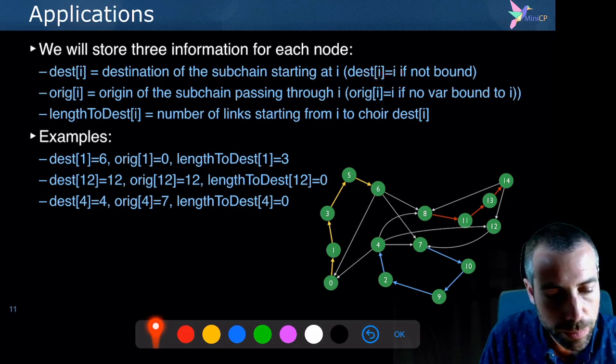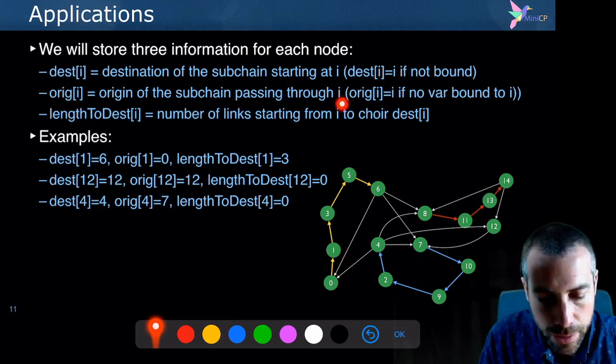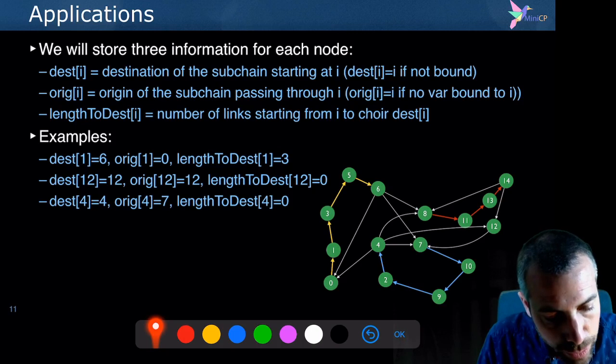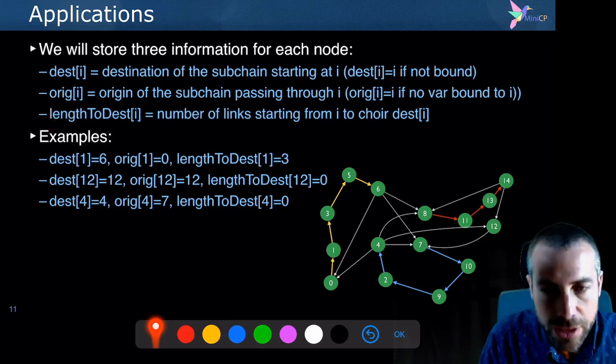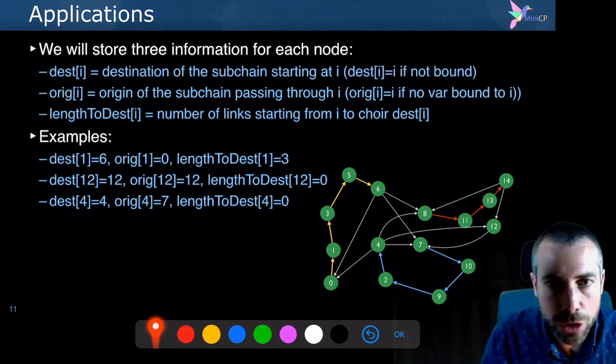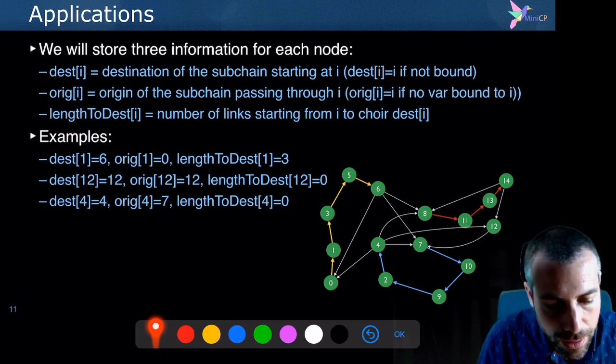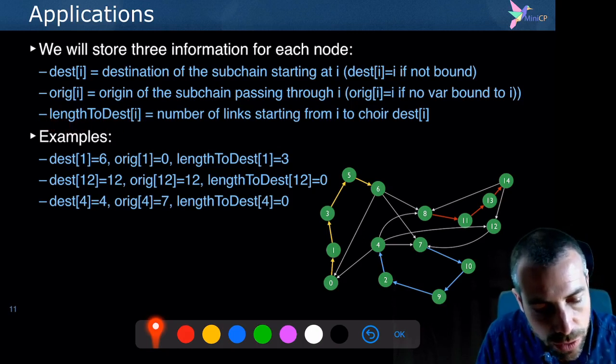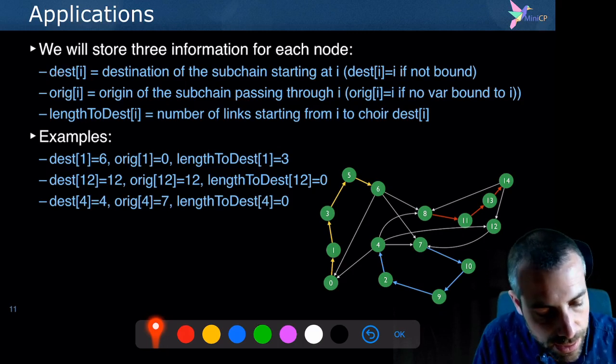Then we are also interested in the origin of the subchain passing through I. If the variable I is not bound, of course it will be I as well, a kind of self loop. Then we also have the length to the destination, which is the number of hops, or links, that you need to go through, starting from I up to the destination. Let's see an example.